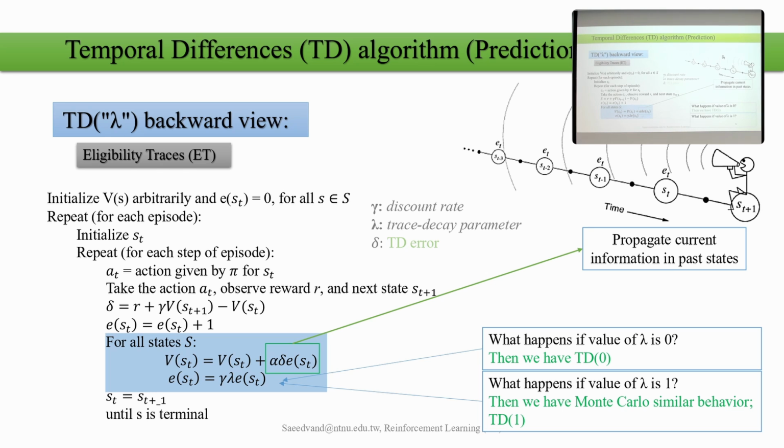On the other hand, what happens if the value of lambda is 1? We have TD(1), or Monte-Carlo-like approaches. The behavior looks like Monte-Carlo, because then the update of the values will affect all of the states, exactly similar to the Monte-Carlo approach.